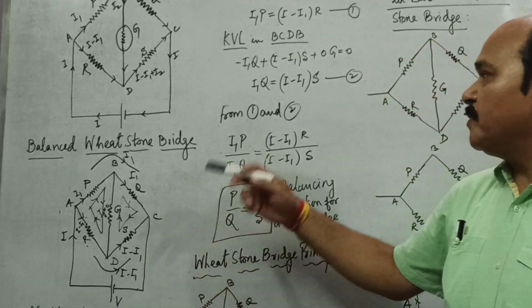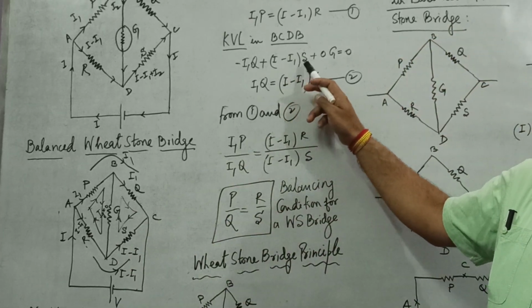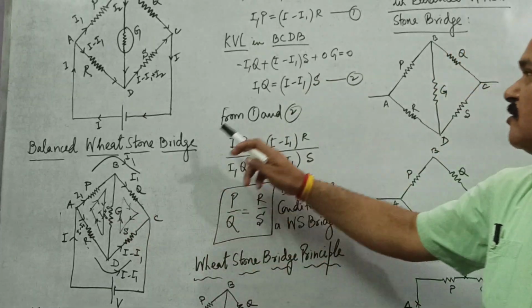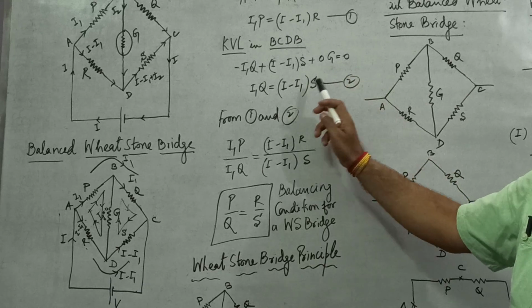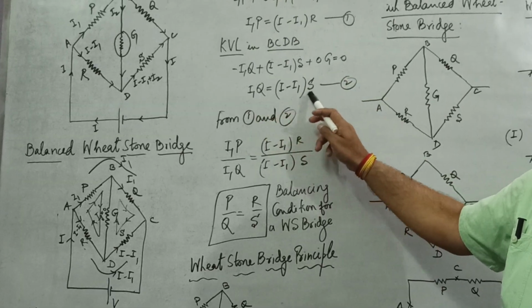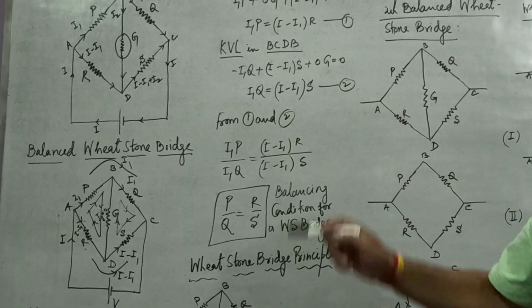Here the potential drop would be positive, plus (I minus I1) times S, and potential drop here is going to be 0 as there is no current. And this algebraic sum is 0. If we solve it, we get I1Q is equal to (I minus I1) times S. That is equation number 2.